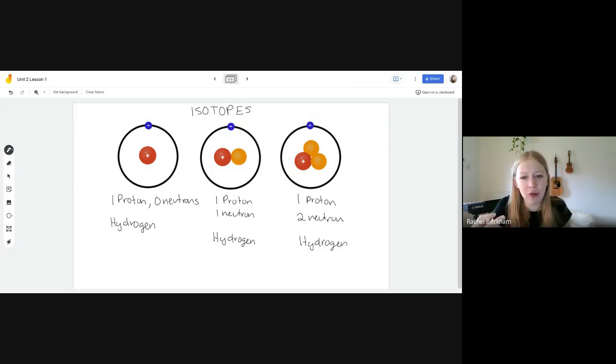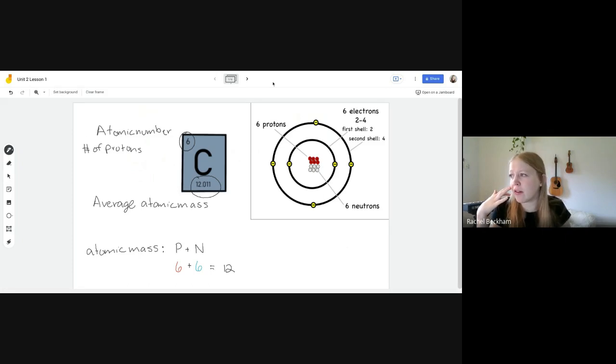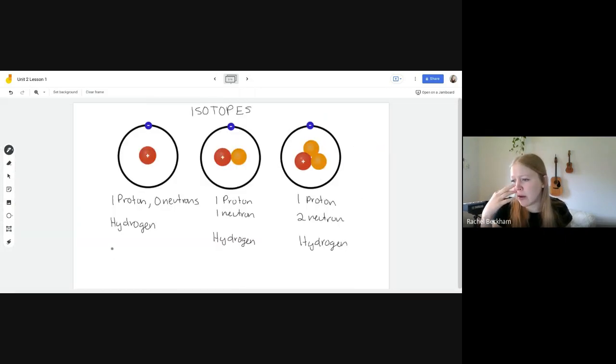So what would change about the element? Because it doesn't change the name, right? These are all hydrogen. Well, we said earlier that the mass is the sum of protons plus neutrons, right? So the mass of this hydrogen is protons plus neutrons. So it would just be 1 plus 0, right? Because I have 1 proton and 0 neutrons. So the mass here would be 1. What would the mass be here? Well, the mass is protons plus neutrons. I have still 1 proton, and now I have 1 neutron, so its mass would be 2.